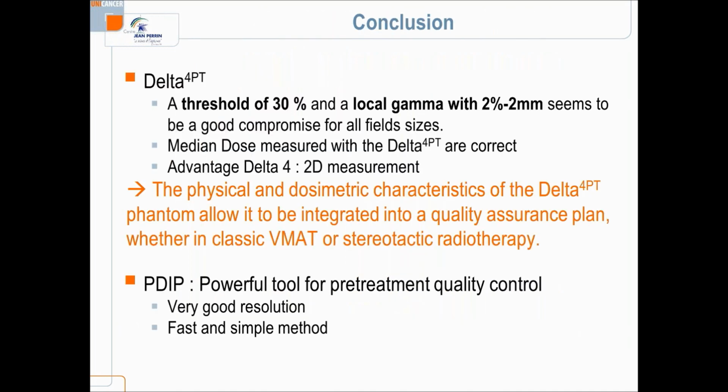And then the final conclusion is that for Delta4, a threshold of 30% and a local gamma with 2% 2 millimeters seems to be a good compromise for all field sizes. The median dose measured with the Delta4 is correct. And the advantage of the Delta4 is that the measurement is done in 2 or 3 dimensions. As Denis said previously, the physical and dosimetric characteristics of the Delta4 phantom allow it to be integrated into a quality assurance plan, whether in classic VMAT or stereotactic radiotherapy.